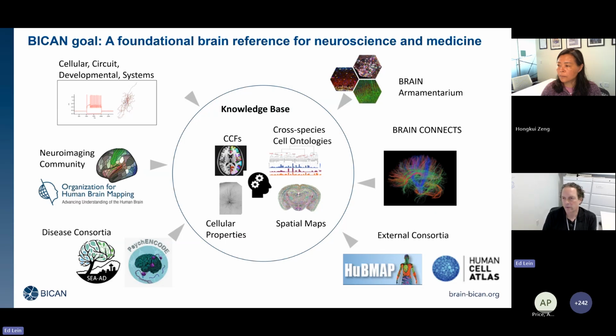It serves cellular, circuit, developmental, systems neuroscience, bridging from cellular to neuroimaging scale, serving the disease community so that we can all understand disease at a finer level of resolution, and serving other major NIH initiatives, such as the Connects program, which will be moving from cells to circuitry, the Armamentarium program that takes this information and can use it to derive tools to be able to selectively target cell populations, and to integrate with the rest of the community, such as HuBMAP and Human Cell Atlas and many others, to integrate the brain into the whole body.